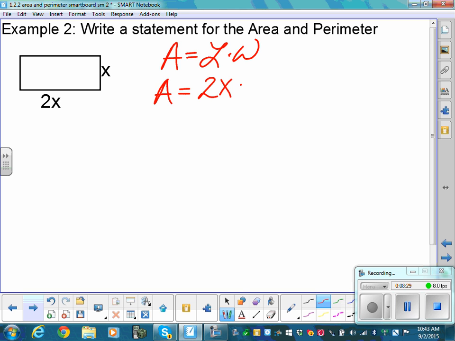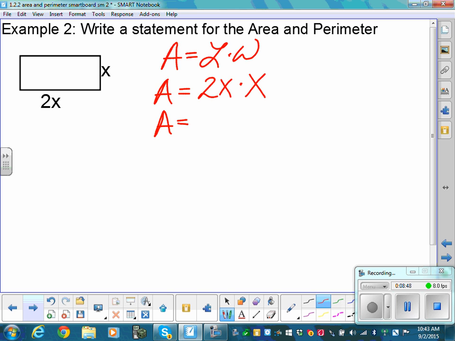2x, and then times our width, which is x. Okay, now, interesting. Let's simplify this. So our area is equal to 2x times x. Before you answer, we're going to be using properties of exponents, are we not? So we learned that for a reason. Yeah, awesome. Okay, yeah, we did.